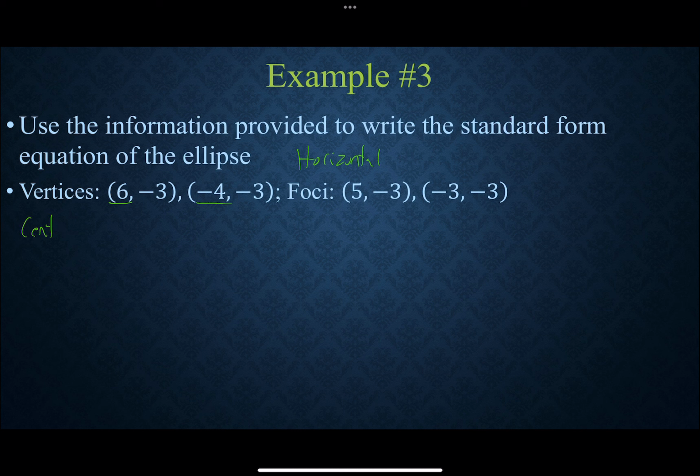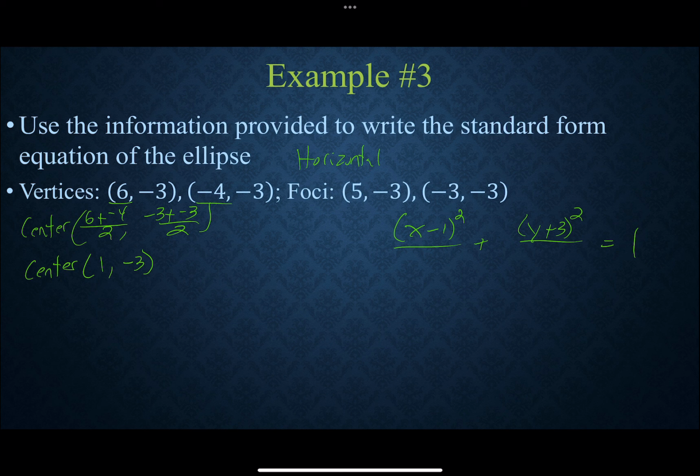Our center is still the midpoint of the vertices, so it's 6 plus -4 over 2, -3 plus -3 over 2. So ultimately, for the center, we get 1, -3. So we have x minus 1 squared, y plus 3 squared, over some number equal to 1. A is how far the vertex is from the center, so we're changing from 6 to 1. So a is 5, therefore a squared is 25, and because it's horizontal, it goes with the x's.